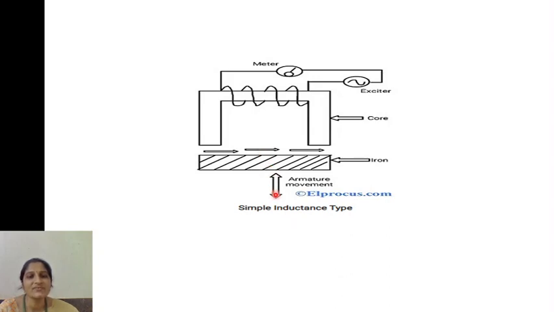Likewise, by varying the motion of this iron piece, that means the distance between the iron piece and the core is directly proportional to the mutual inductance. So from the mutual inductance, you can measure the physical motion.